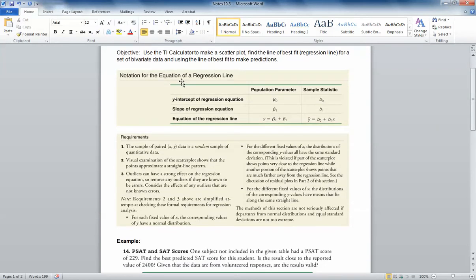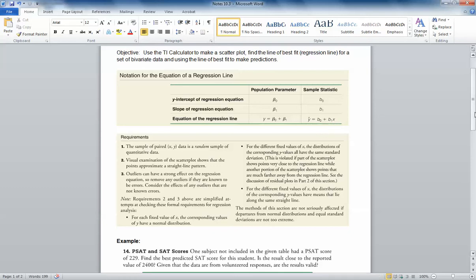In algebra, we use y equals mx plus b, where m is the slope and b is the y-intercept. For the y-intercept of a regression equation, the population parameter is beta subscript 0 and the sample statistic is b subscript 0. This right here is a beta and then a b. The slope of the regression equation is beta subscript 1. For a sample, it's b1. So our equations for regression lines will be in the form y hat, that represents a sample, is equal to b sub 0, the y-intercept, plus b sub 1, the slope, times x.